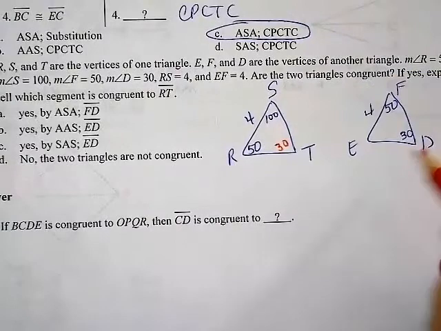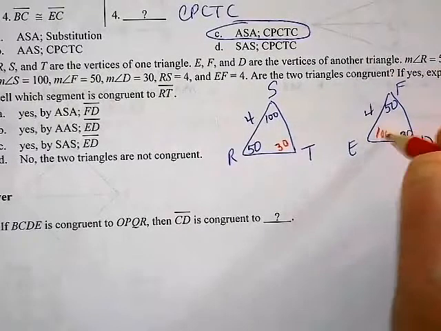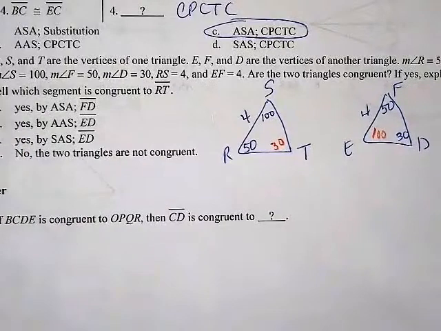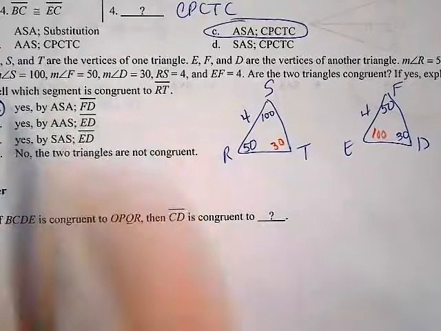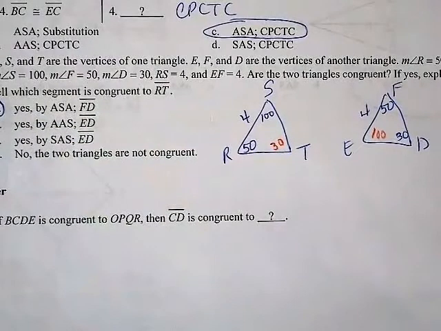What's the missing angle here? 100. Now the question is, does the side that they have congruent to each other fall between the same two angles? The triangles don't have to be oriented the right way. They can be twisted, turned, flipped, anything. But that side that's congruent must fall between the same two angles in both triangles. Does that happen? The side that's 4 falls between the 100 and the 50 in both. So the answer here is A. The answer is yes, by angle, side, angle.